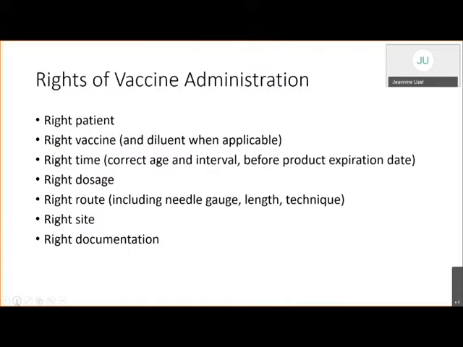Make sure you have the right site. The deltoid is the preference for adults. You should never administer a vaccine in the gluteal area. And the right documentation. Document that you have administered the vaccine, including the name of the vaccine, date, and time, and if any adverse reactions occurred.